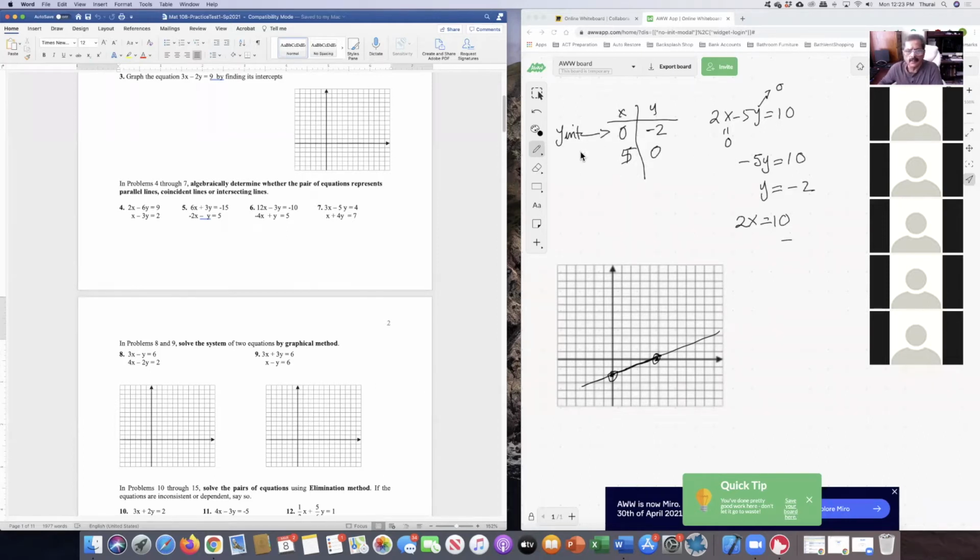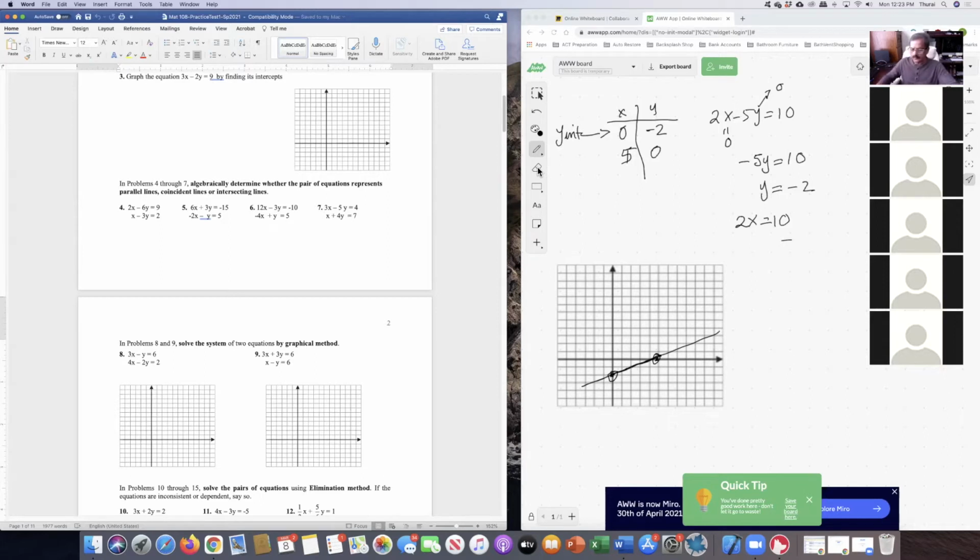Okay, there are 2 ways to solve that problem. One is to find the slope and y-intercept of both equations. If the slope and y-intercept are both equal, then they are coincident lines; they have to be on top of each other. If the slopes are equal but the y-intercepts are not equal, then they are parallel. And if the slopes are not equal, then they are intersecting.